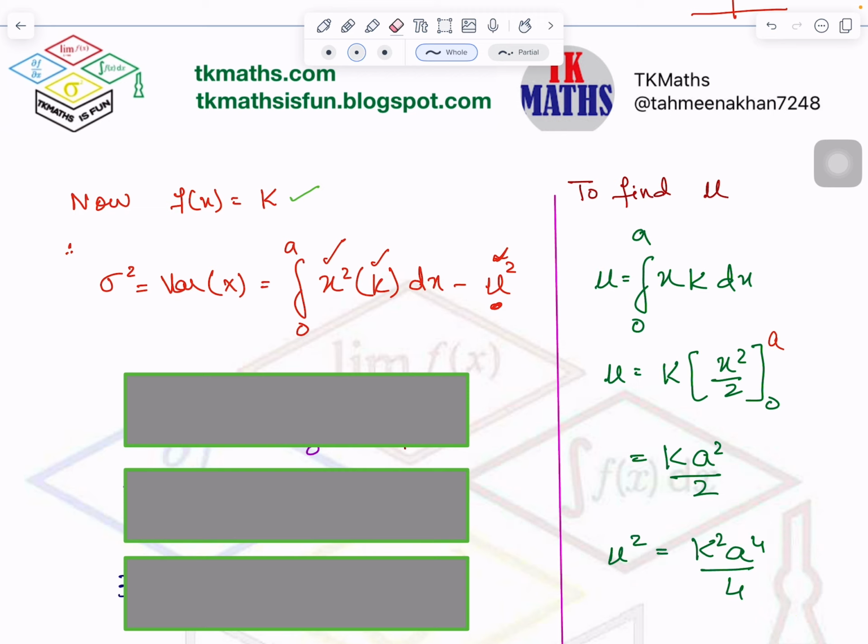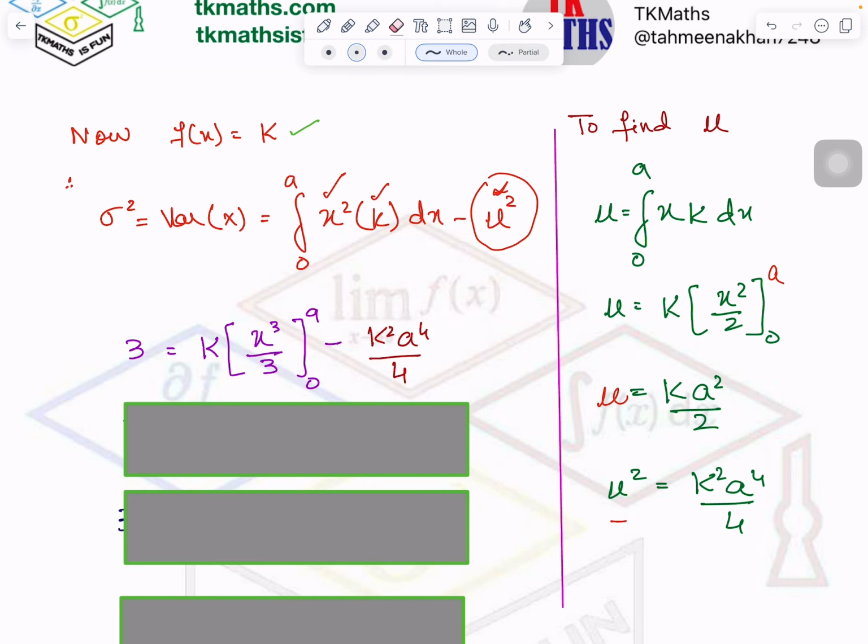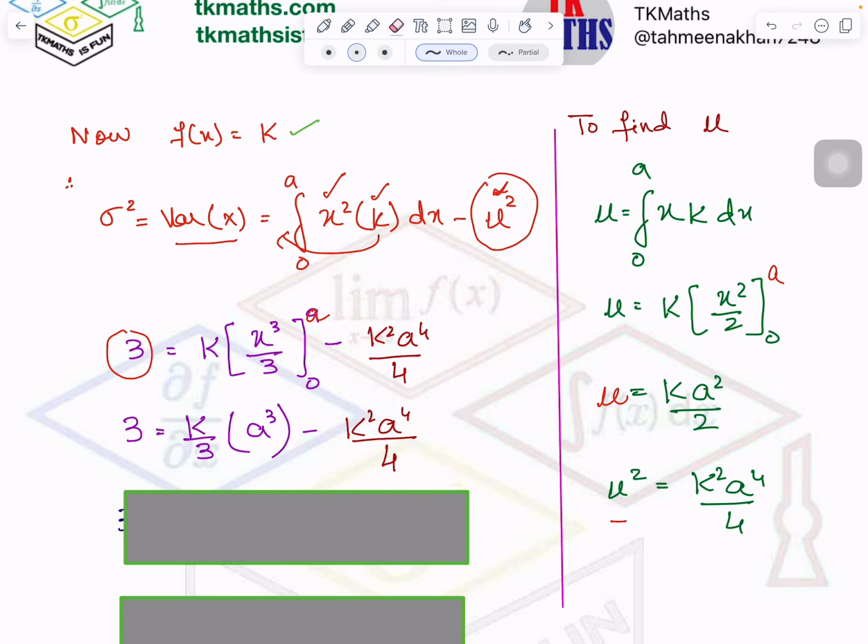And why did I write square here? Because I have to substitute here the square value. You can see here. So that's why I have squared the whole thing. This was only mu. Okay. So now I'm going to plug in here the values. So this is given to me that variance of x is equal to 3. And k I'm taking outside. So integral of x square is x cube over 3. 0 to a are my limits. And I'm plugging in the value of mu square. After that, apply the limits.